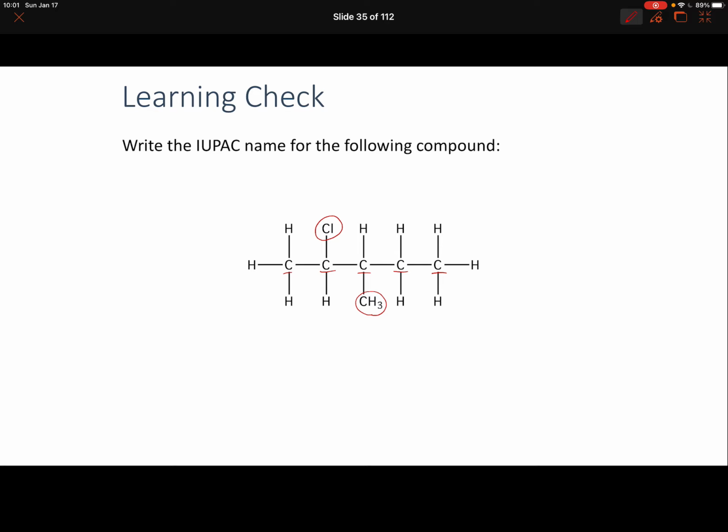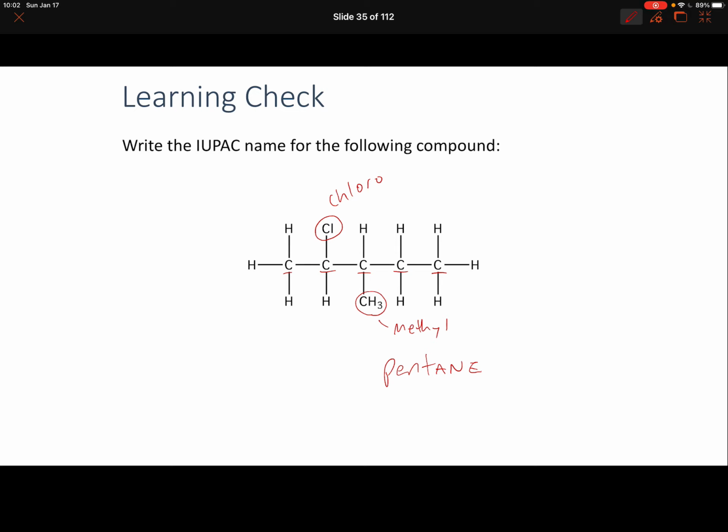So, of course, longest carbon chain, there's 5. So this is pentane. Now, on pentane, we've got 2 substituents. We see that one of them is a chloro, and one of them is a methyl. So we need to give the name either something chloro, something methyl pentane, or something methyl, something chloropentane.